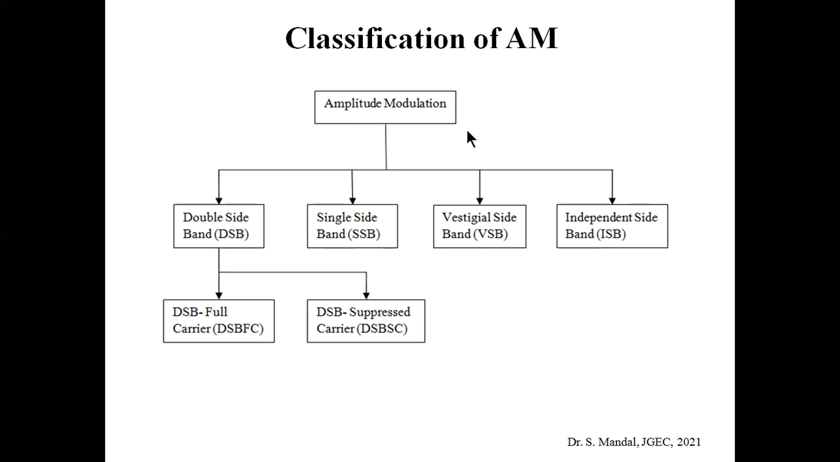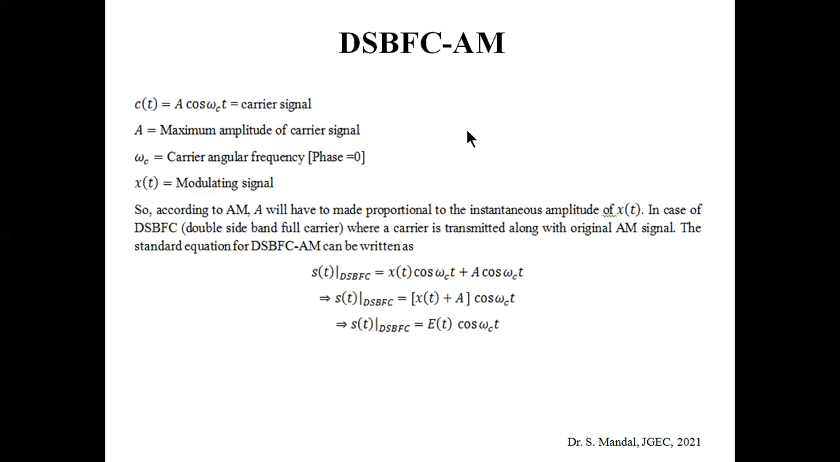DSB can again be classified into two types: DSB-FC and DSB-SC. DSB-FC means DSB full carrier, and DSB-SC means DSB suppressed carrier. Now, why do we call it full carrier or suppressed carrier? What is the significance of these terms like sideband, full carrier, double, single, vestigial? That will be gradually discussed in the upcoming slides or classes. So initially we just consider the first classification of AM, that is DSB-FC.